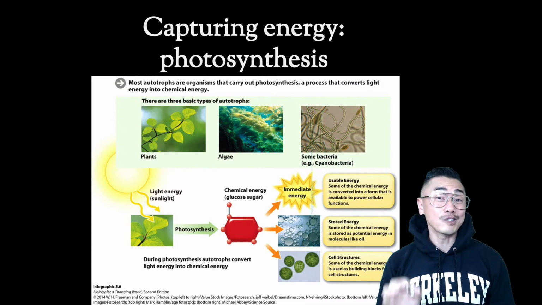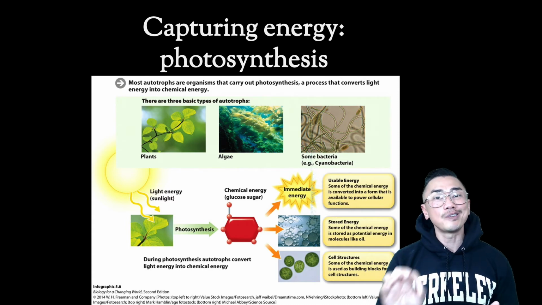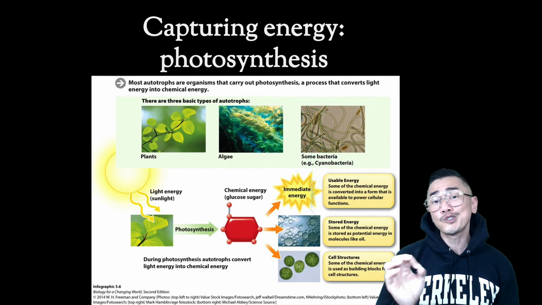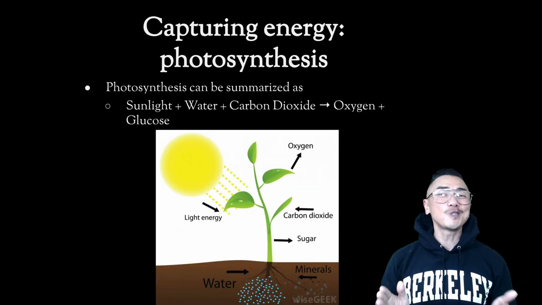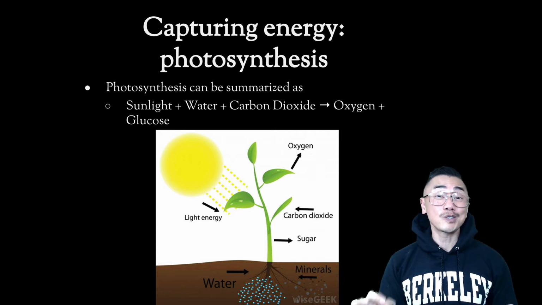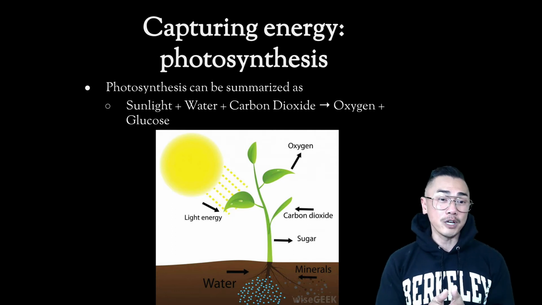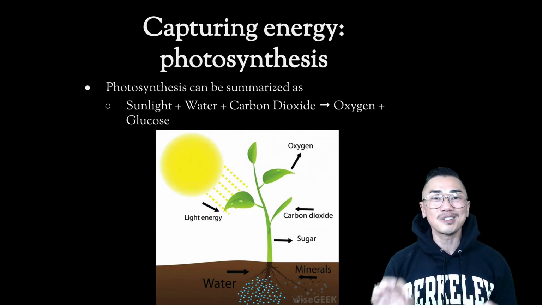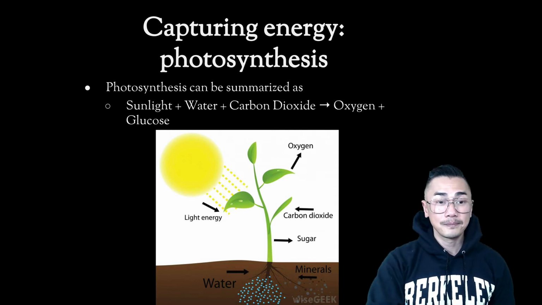This infographic summarizes how there are 3 basic types of autotrophs: plants, algae, and some bacteria. It also summarizes how these organisms use sunlight to make their own food. Photosynthesis can be summarized by a simple chemical equation. In this chemical equation, sunlight, water, and carbon dioxide produce oxygen and a sugar called glucose.